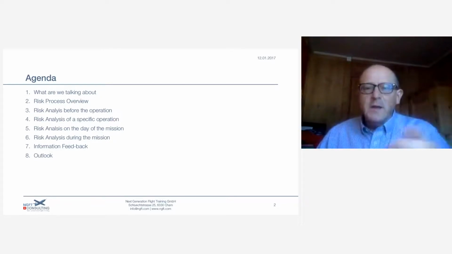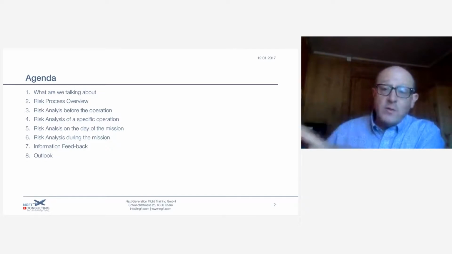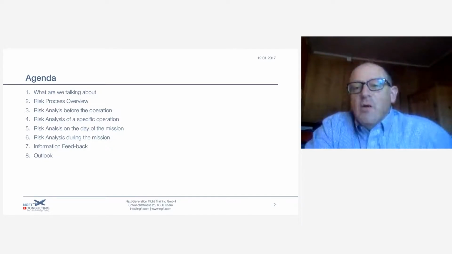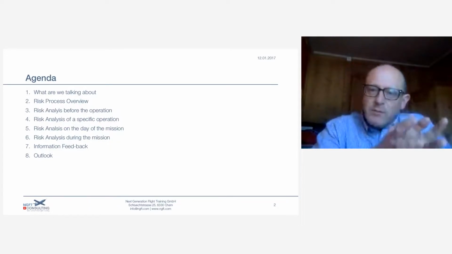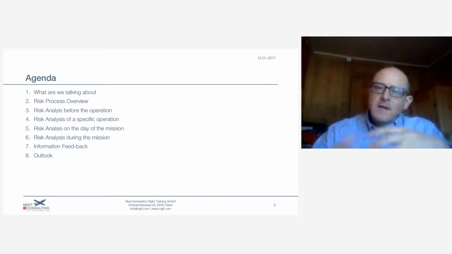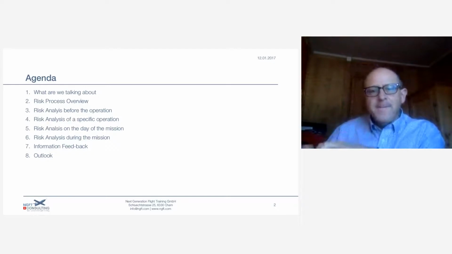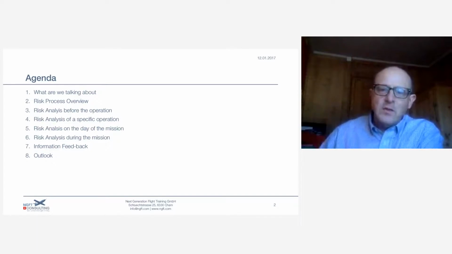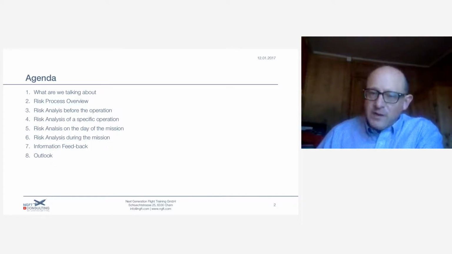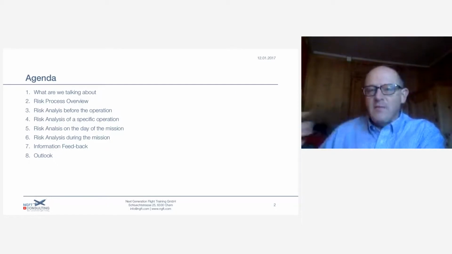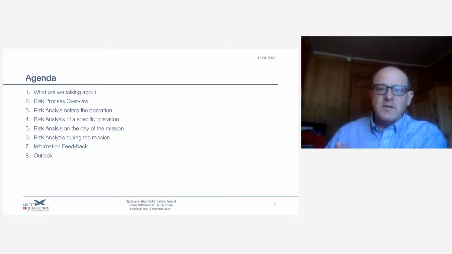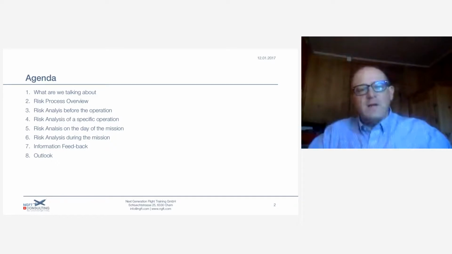That's the agenda. We look at the types of operations that we're talking about. We look at the risk process overview, the risk analysis that we can perform before the operation, then the more specific analysis for a specific type of operation. Then at the beginning of the day, is there anything special during the day that we need to look at? Anything that happens during the mission, because it's work in progress, environment can change, so we need to analyze risks there as well. And then in order to improve everything, we need to have an information feedback and give you an outlook on what we can do. All right, so that's basically the structure, what we want to do.